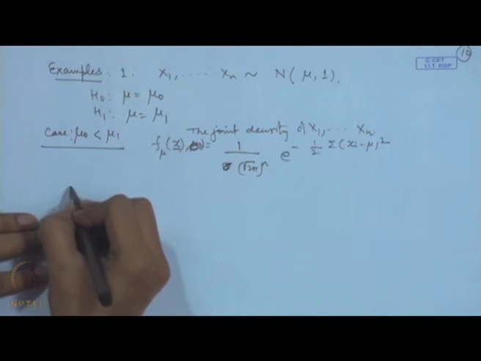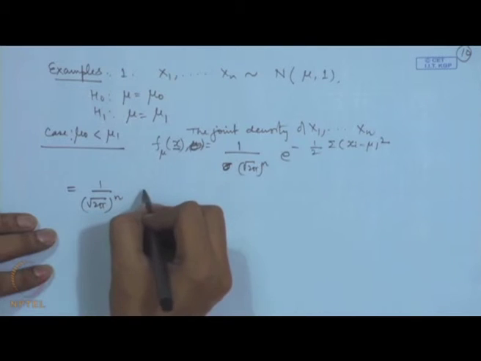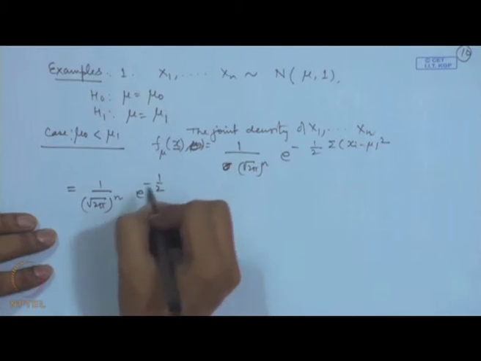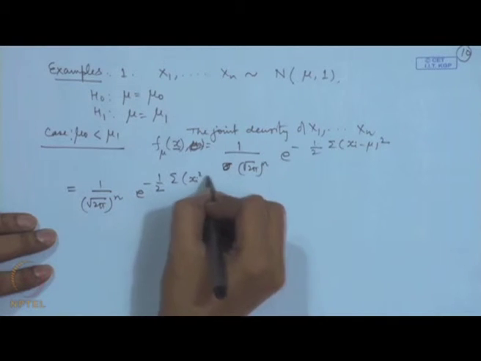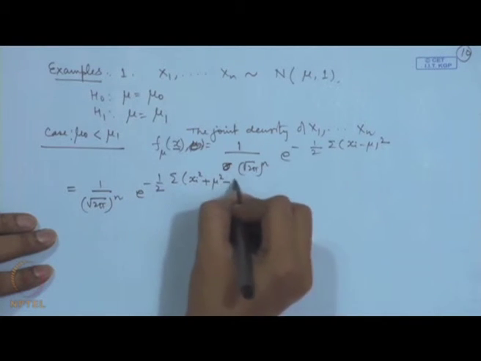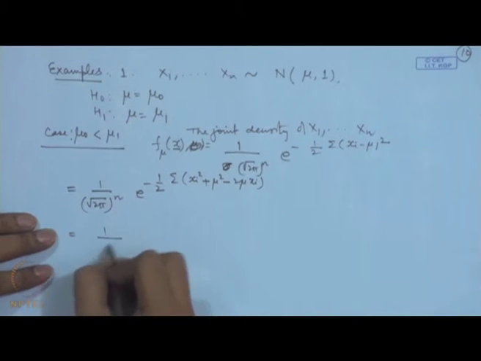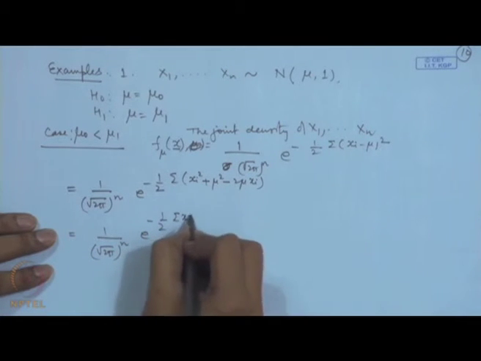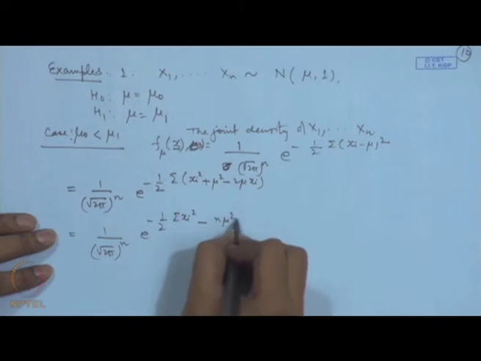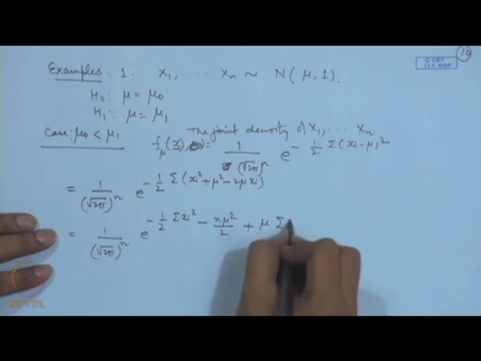Now, this term we can simplify: 1 by root 2 pi to the power n, e to the power minus 1 by 2 sigma x_i squared plus mu squared minus 2 mu x_i, that is equal to 1 by root 2 pi to the power n, e to the power minus 1 by 2 sigma x_i squared minus n mu squared by 2 plus mu sigma x_i.